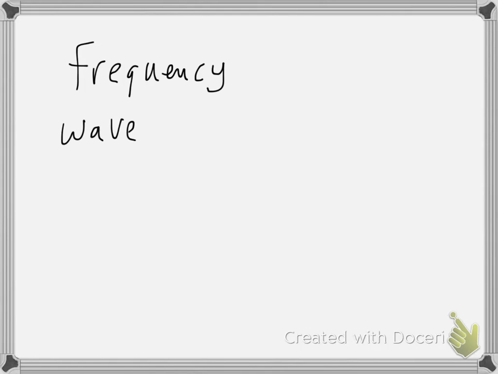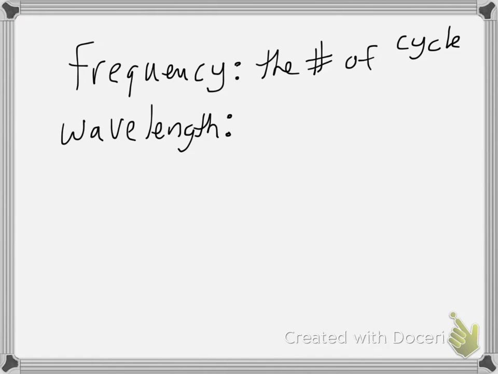So we're going to define the frequency and the wavelength. Alright, so we're going to talk about the frequency and the wavelength. So the frequency of a wave is simply the number of cycles in the wave per unit time. Right? The number of cycles per unit time.